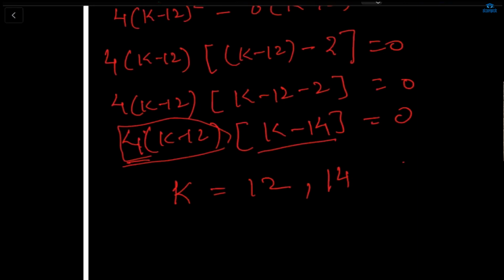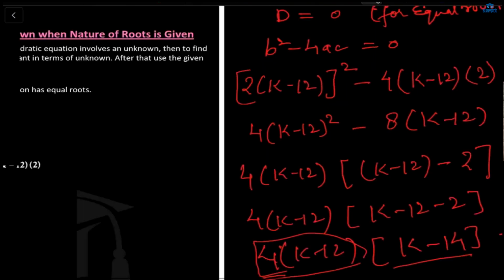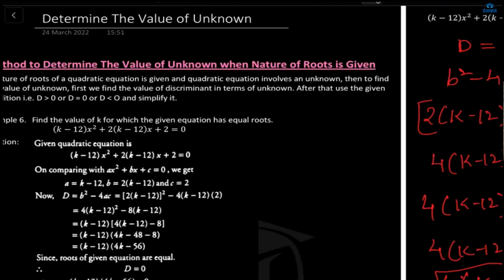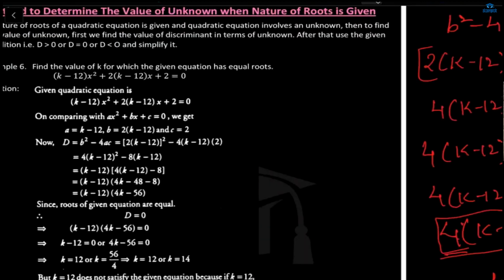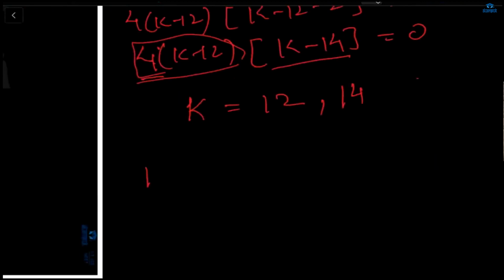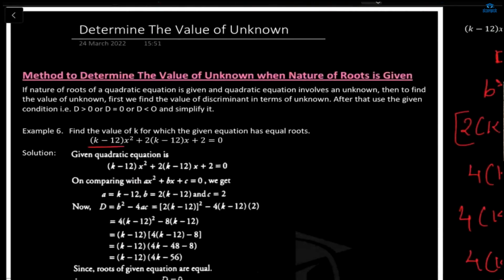But first you need to check which value satisfies the equation. So you need to put 12 here. If you are going to put 12 in this equation, the coefficient of x square will become 0 or not?